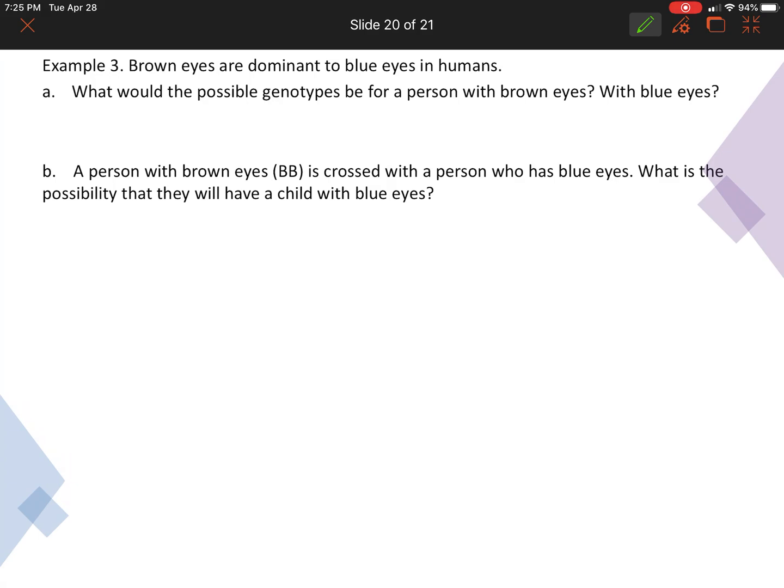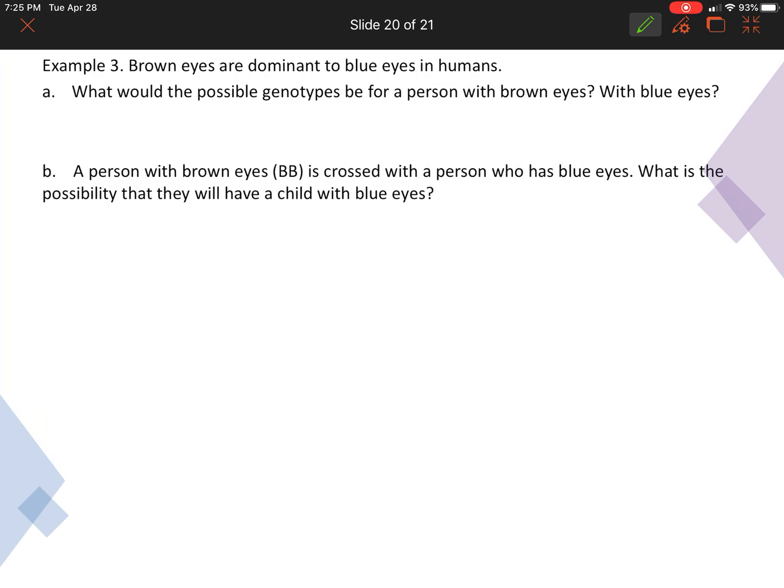Okay, example 3. Brown eyes are dominant to blue eyes in humans. They actually say that eventually blue eyes won't really exist anymore in the human race. This is way in the future in terms of generations, because blue eyes are a recessive gene, so eventually they'll just get bred out because the brown eyes will take over. I've always been very jealous of people who have brown eyes. I love brown eyes.